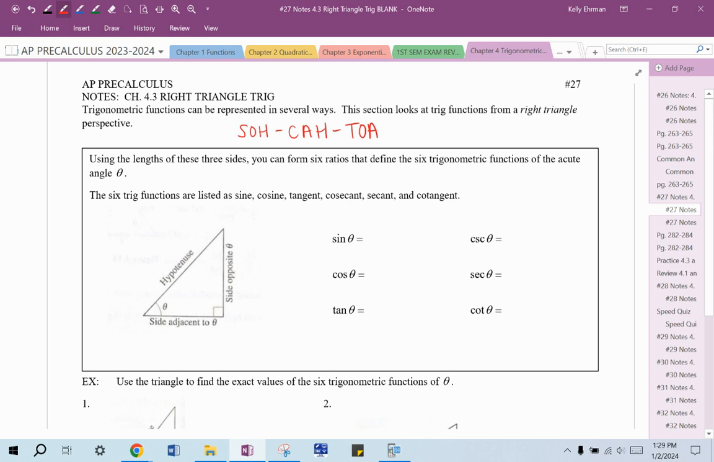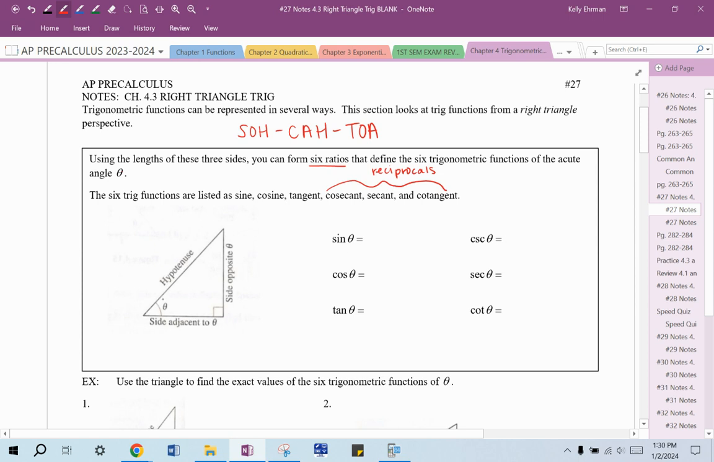So before we get into that, using the lengths of the three sides in a right triangle, so the two legs and the hypotenuse, there are actually 6 trig ratios that define the 6 trigonometric functions of an acute angle theta. So the 6 trig functions are listed as sine, cosine, tangent, so you know those. But then the reciprocals of those are cosecant, secant, and cotangent. All right, so the good news is these are just reciprocals. So if you know sine, cosine, tangent, by default, you know the other 3.